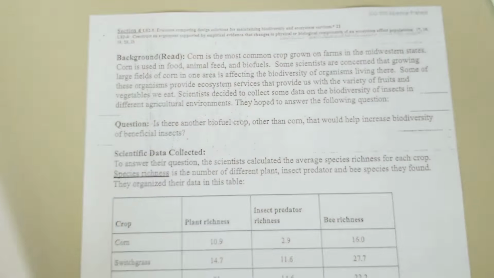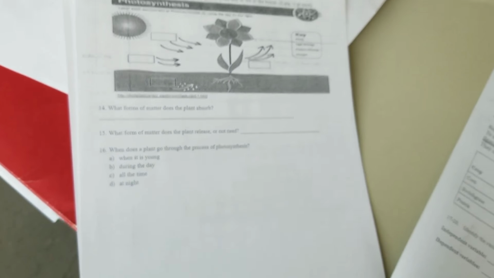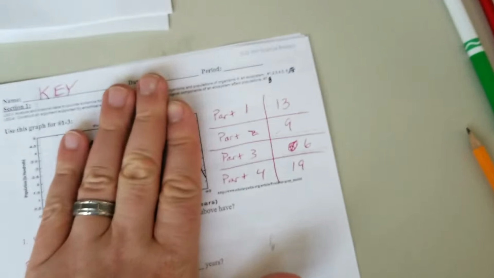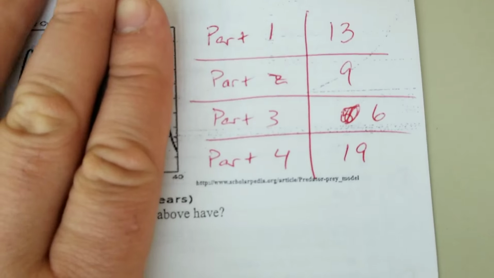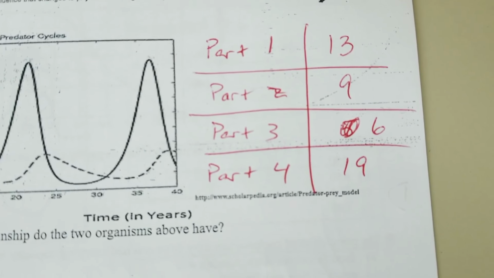This test is broken down into sections. Section 1 goes from here through here, across here through there. Section 2 is this part and this part. Section 3 is just the photosynthesis page. Section 4 is the independent dependent variable and this back part. So as a result, your grade 13, 9, 6, 19. For the final, that'll be put in as 4 test grades.